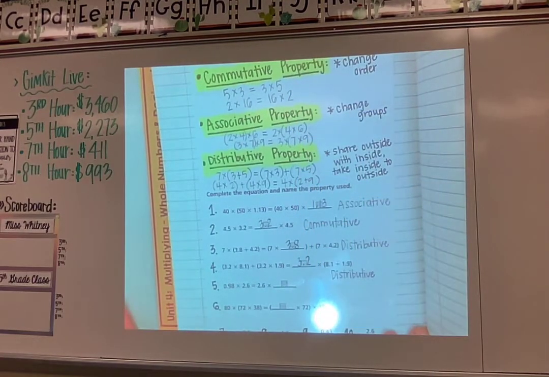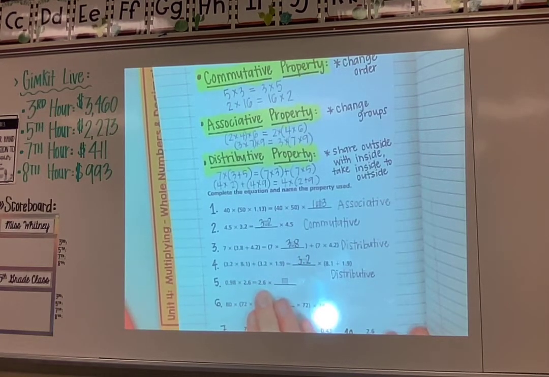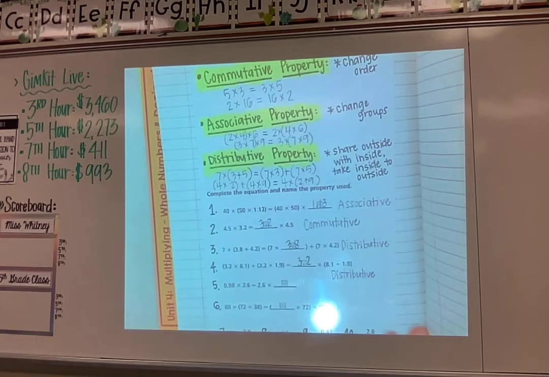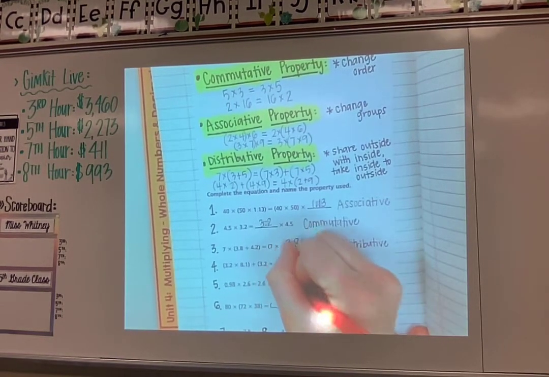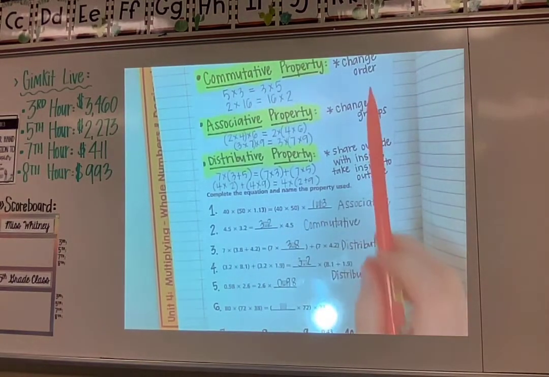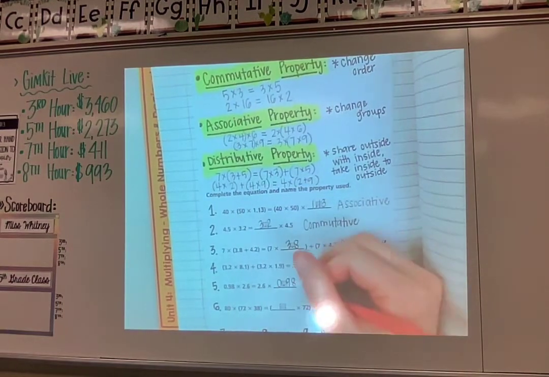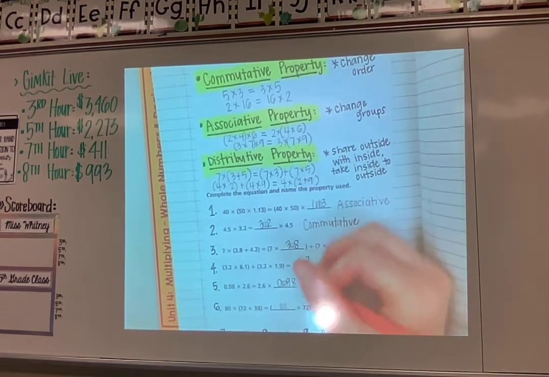All right, looking at the front side, I have 0.98 times 2.6. And then if I look at the back, I have 2.6 times blank. What would have to go in my blank for those two to match? 0.98. That's the only thing that hasn't been used. And then we need to decide, did they change the order, change the groups, or share the outsides and insides? Well, all they did was flip them around, so they changed the order, which would mean that would be the commutative property.